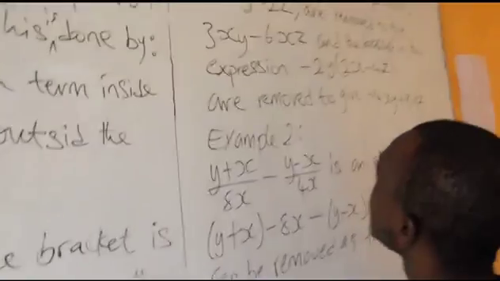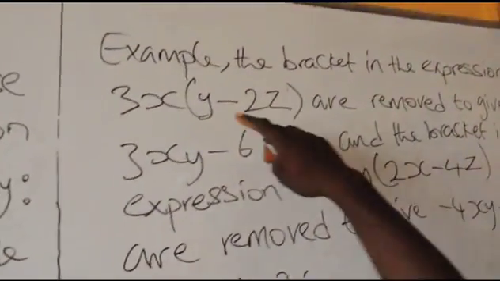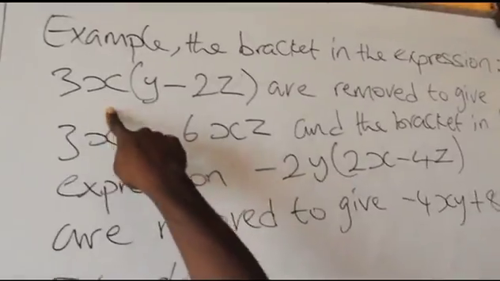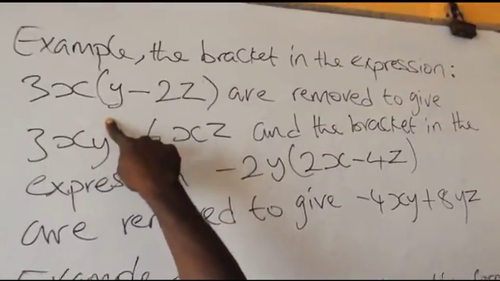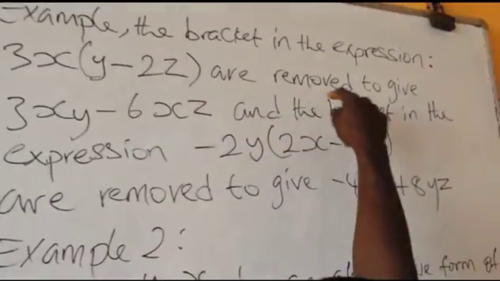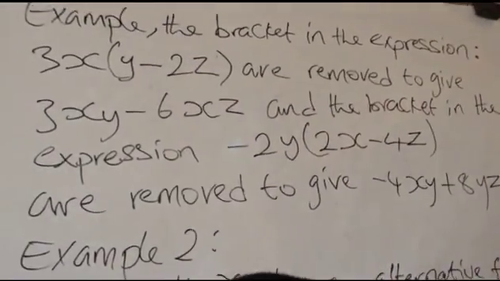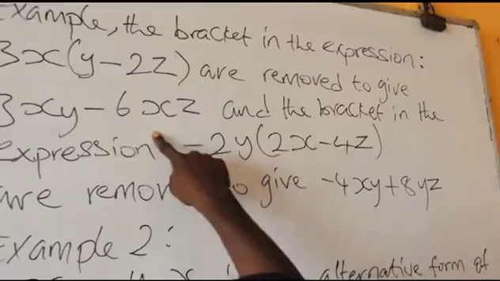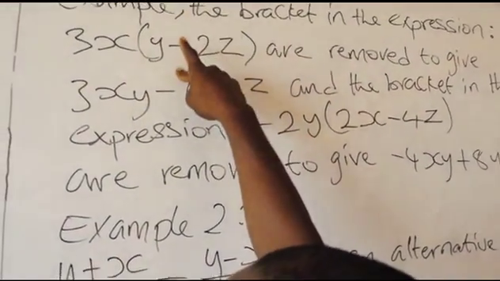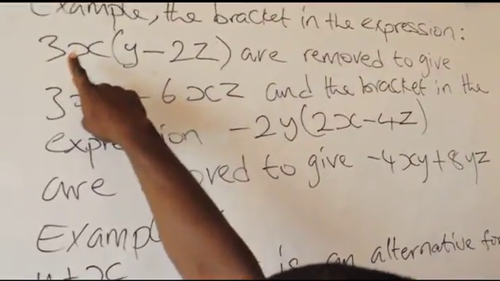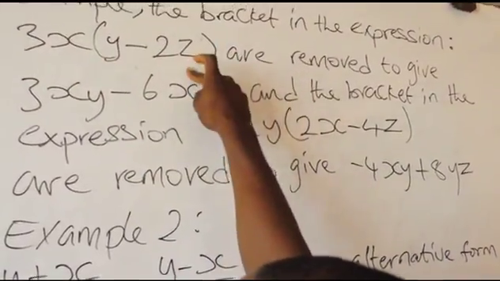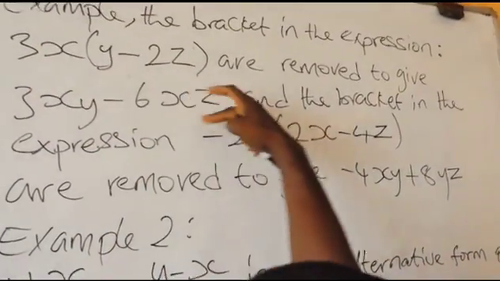Example, the bracket in the expression 3x into y minus 2z in bracket are removed to give 3xy minus 6xz. That's 3x multiplied by y will give you 3xy, minus 2z multiplied by 3x will give you 6xz.